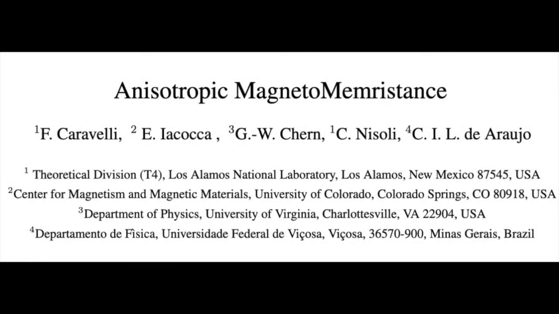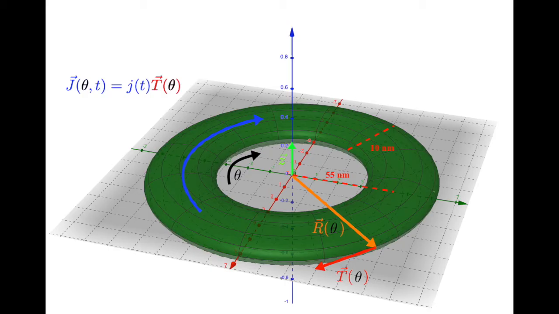We would like to talk about our recent paper, Anisotropic Magnetomemristance. The paper focuses on magnetic nanoscale devices in which there are both anisotropic magnetoresistance effects and magnetodynamics induced by currents. For instance, common permalloy, which can be lithographically printed with modern techniques in a shape similar to the annulus shown here, and which we can assume to be of the size of a few tens of nanometers.